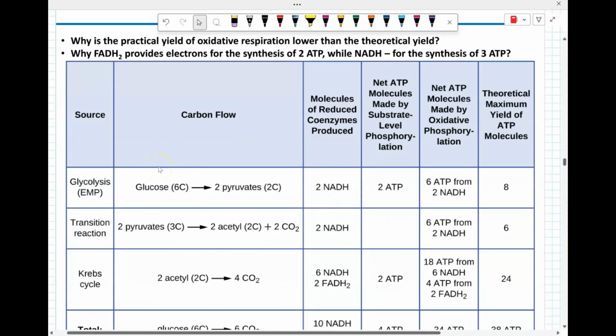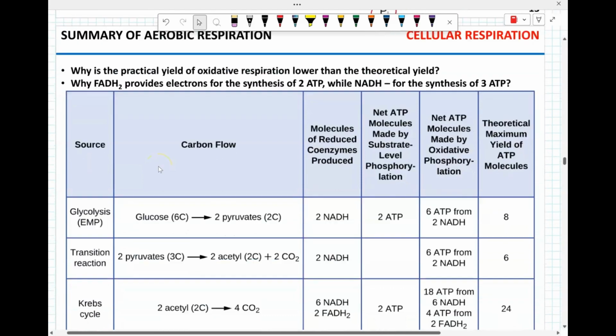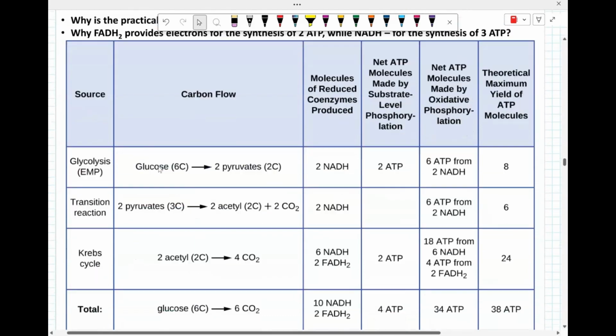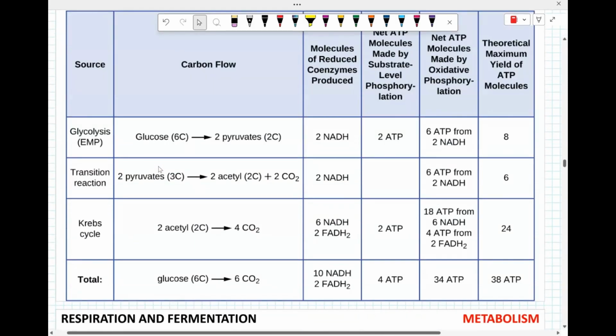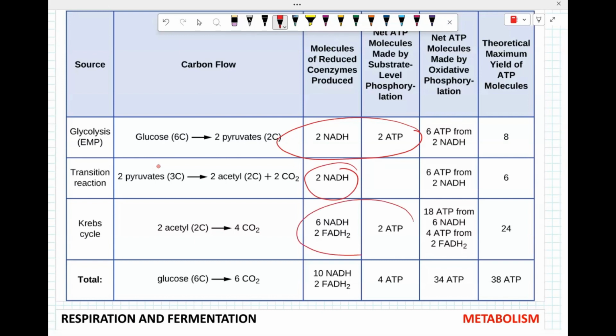So let's take a look at aerobic respiration. When you look at the summary, you realize that these are the key products of glycolysis. This is the key product carrying high energy electrons of the transition reaction. These are products of the Krebs cycle. And this is your total.